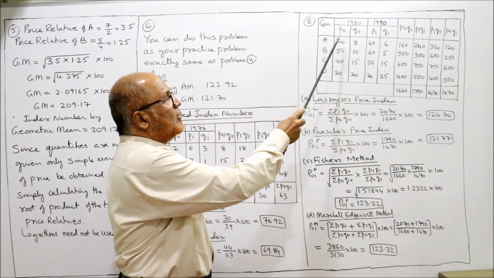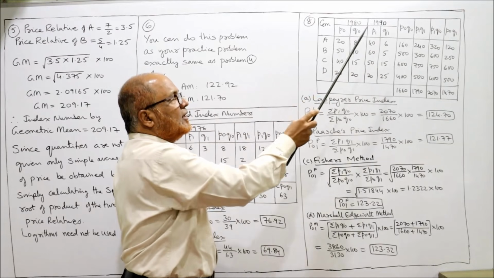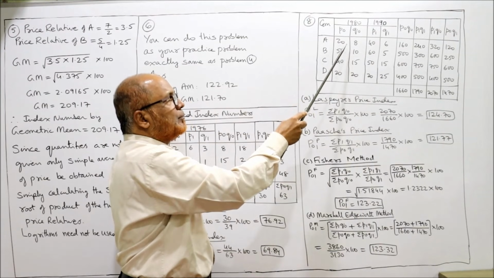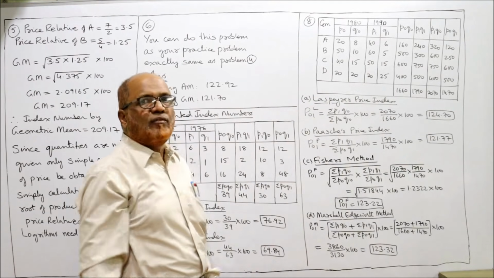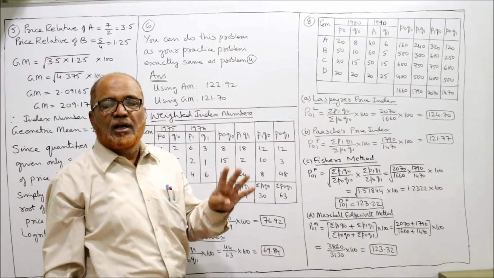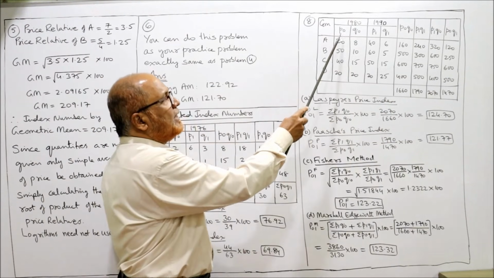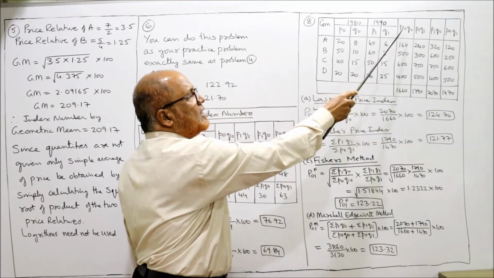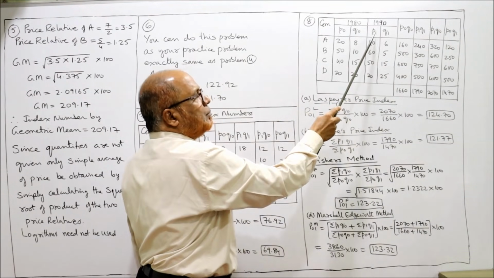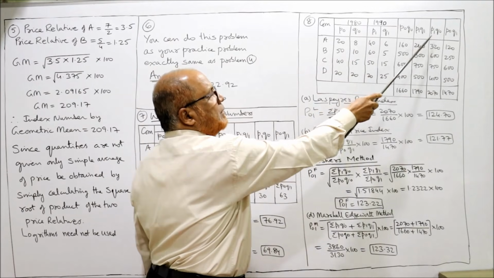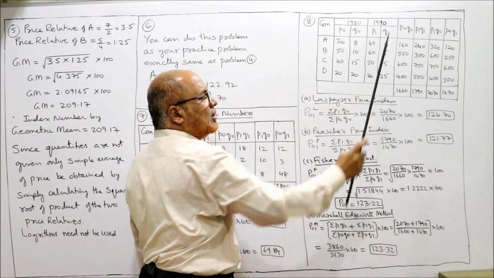The base year will be denoted as P0Q0. Current year will be denoted as P1Q1. This data is given in the problem. P0, Q0, P1, Q1 values are given. Now we need four more columns. The first column we multiply P0 into Q0. Second column P1, Q1. Third column P1, Q0. Last column P0, Q1.